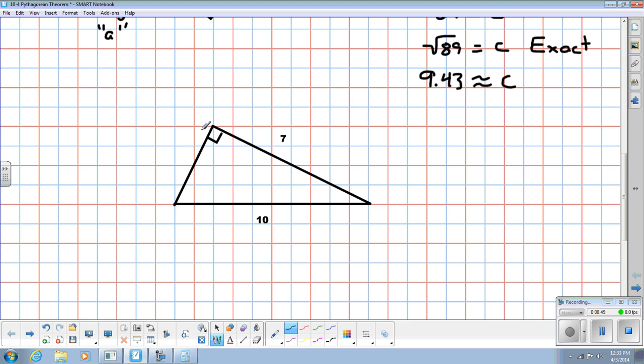When you have the lengths of the two shorter sides, we have to have two numbers that are less than the hypotenuse. And that's what we're looking for. If I get a number over here for this leg that's bigger than 10, I have a wrong answer. I want a number that's going to be smaller than 10.